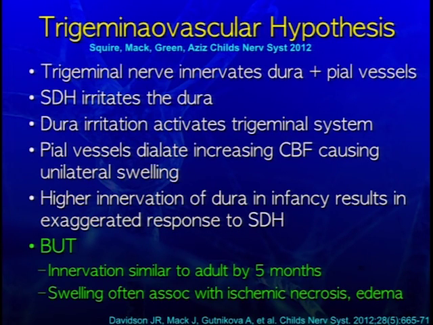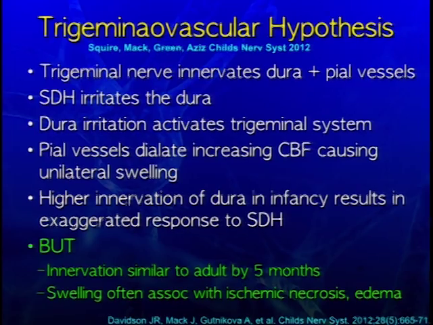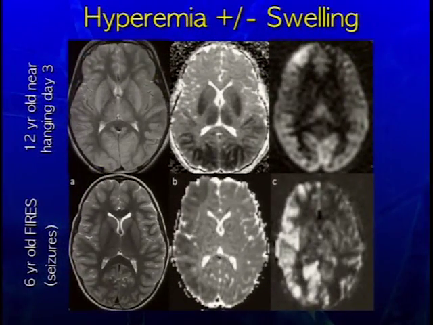But actually, if you look into the literature, the innervation is similar to adult by about 5 months of age, so that argument doesn't hold for very long. And swelling is often associated in our experience with ischemia, ischemic necrosis and edema. I've never seen examples of hyperemia with swelling that didn't also have some kind of edema in the underlying tissue. It's the same thing that we see in the evolution of stroke, too. In acute stroke, you don't see the swelling, but as the edema accumulates in tissue, that's when you get the swelling. So here are a couple of example cases to make the point that are also in Paul Kleinman's book coming out.